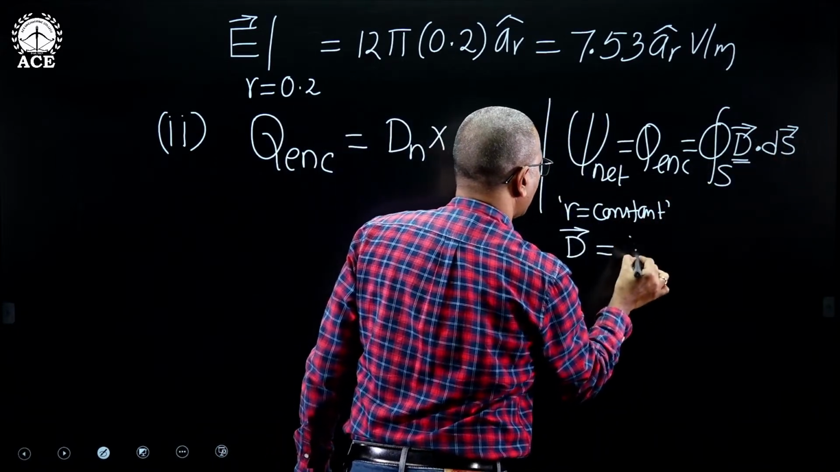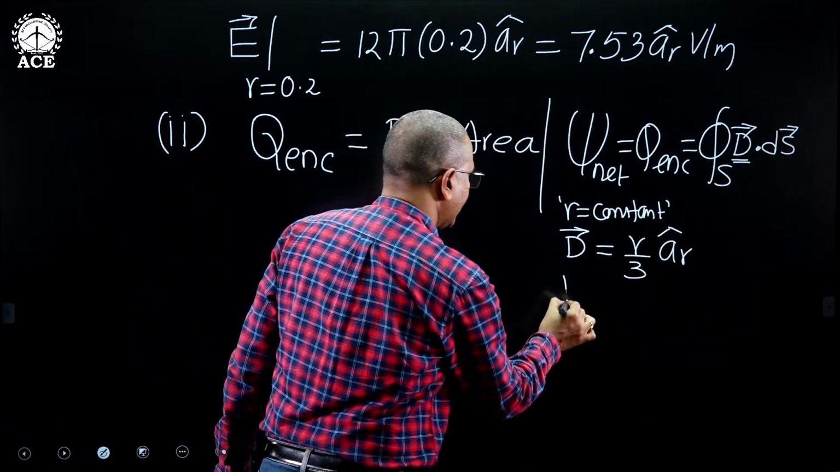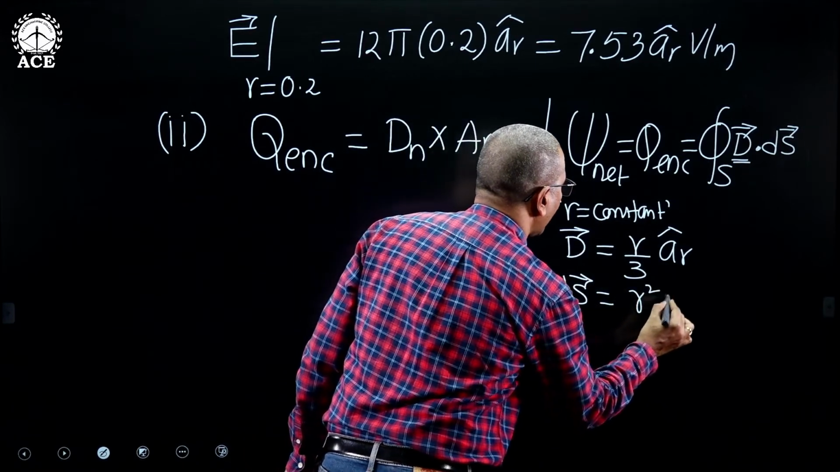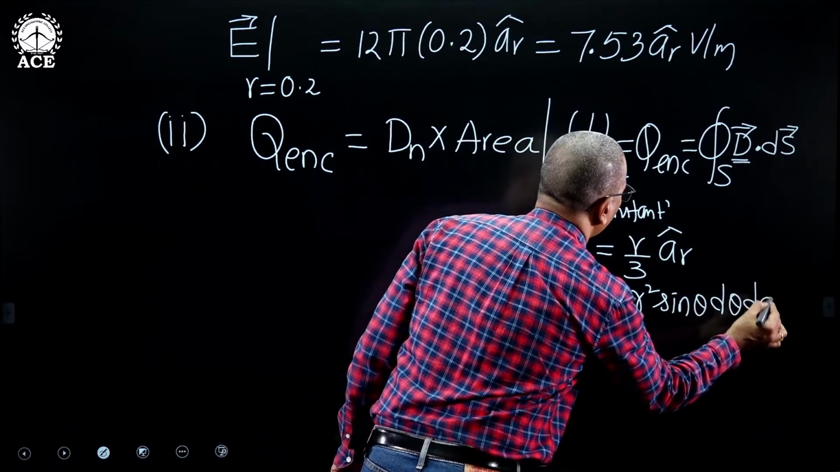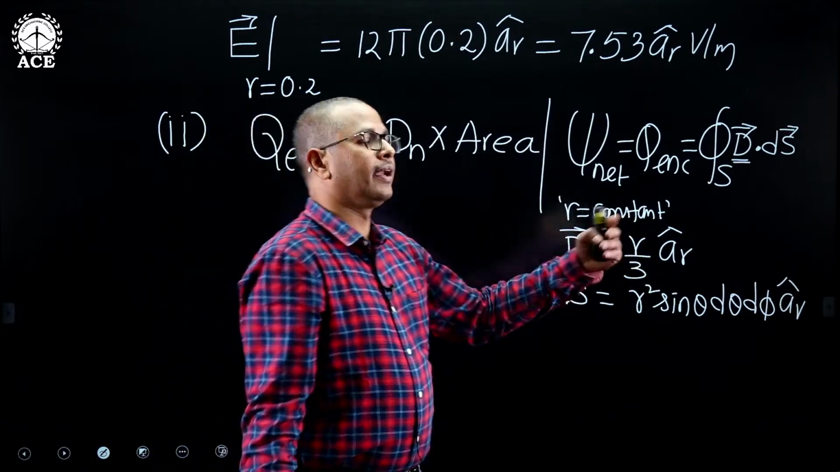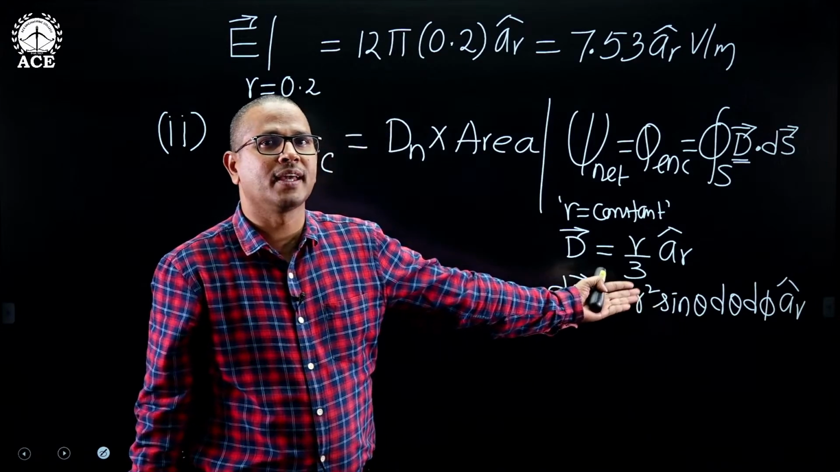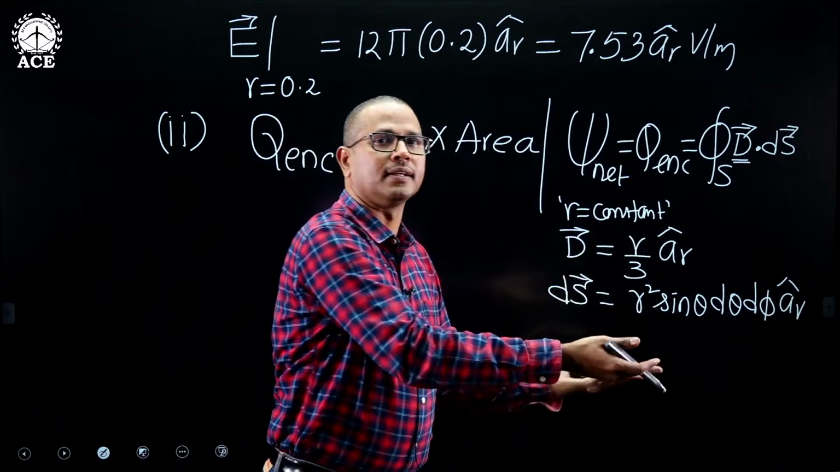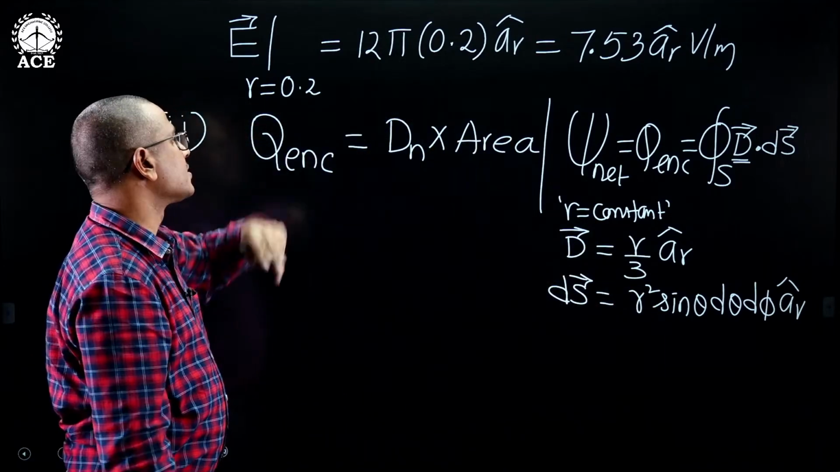D bar is r/3 nano a_r cap. Anyway, we know that. And dS bar for the r equal to constant sphere is r square sin theta d theta d phi a_r cap. Look at this. Take a_r dot a_r, you will get the same. After simplifying, this is nothing but the area of the sphere. What is the area of a sphere? 4 pi r square. Why should we take that complexity? Without it, we know the area of the sphere is 4 pi r square. I can write my answer.